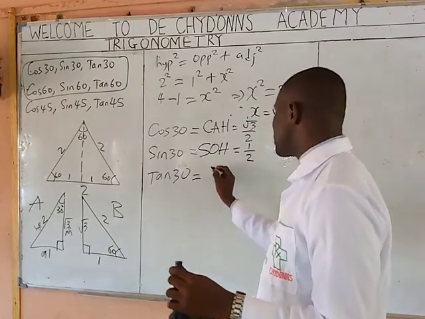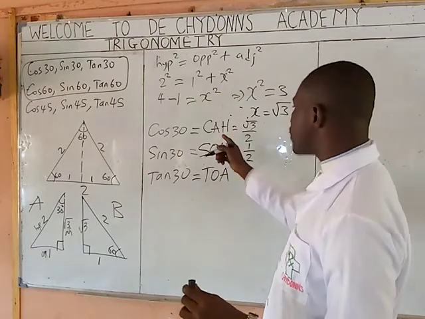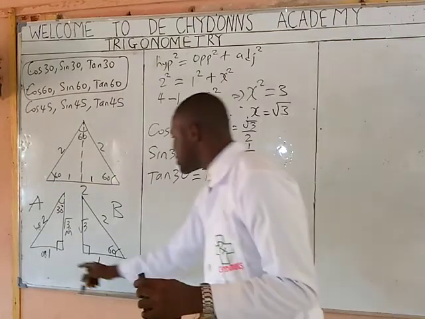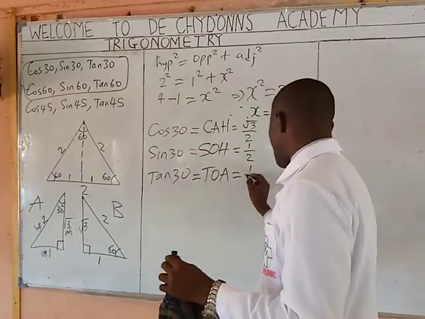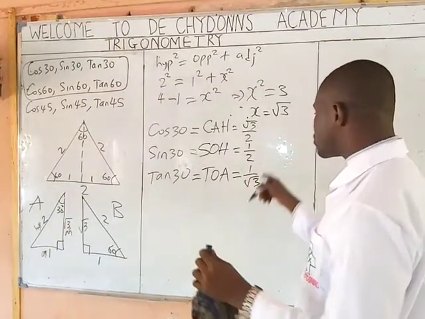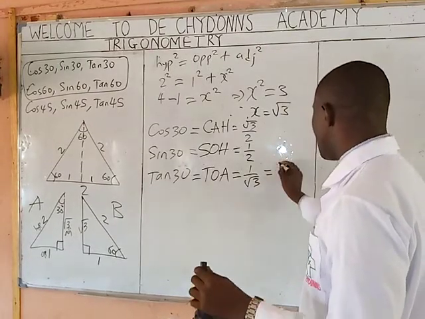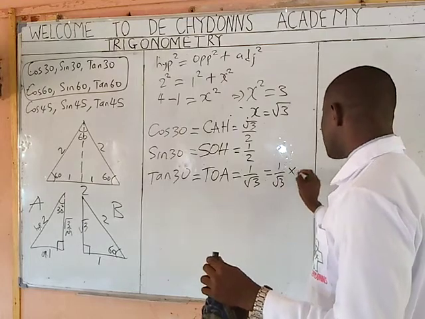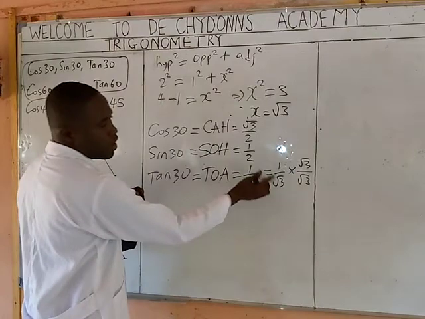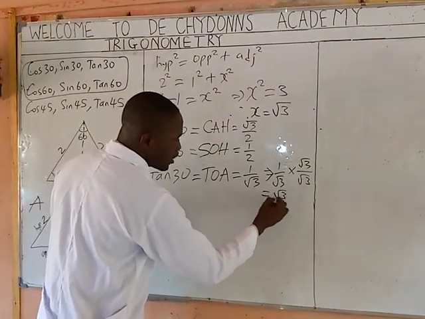Then tan 30. This is gotten from TOA. From the previous video, we noticed that there is what we call SOH CAH TOA. So tan 30 is opposite over adjacent. That will be 1 over root 3. Rationalizing it, because the denominator cannot be in surd form, that will be 1 over root 3 times root 3 over root 3. That is why we are rationalizing. That will give you root 3 over 3.